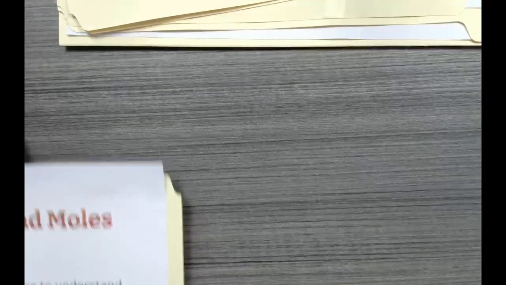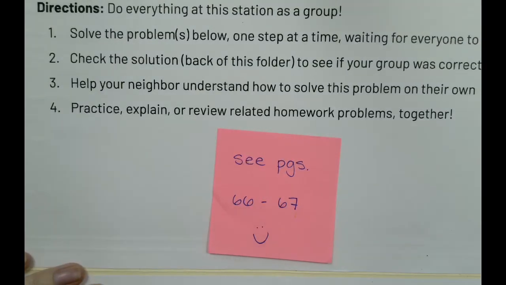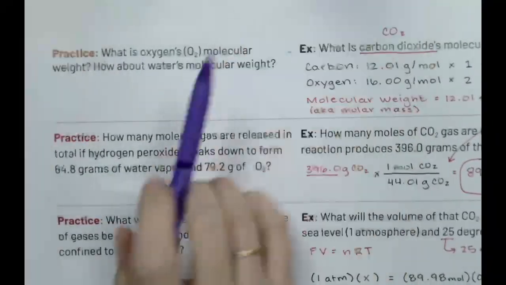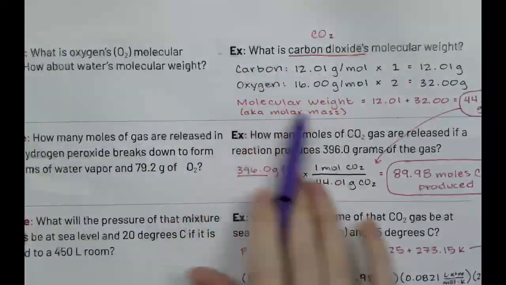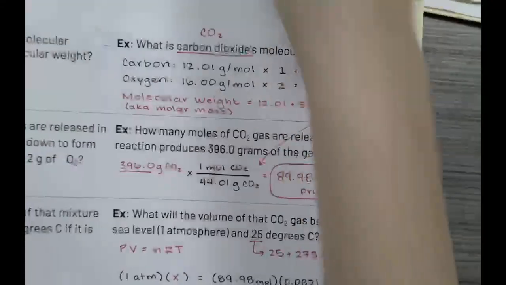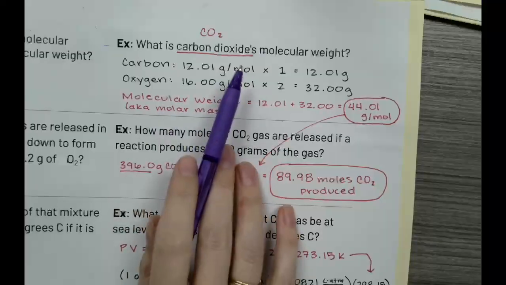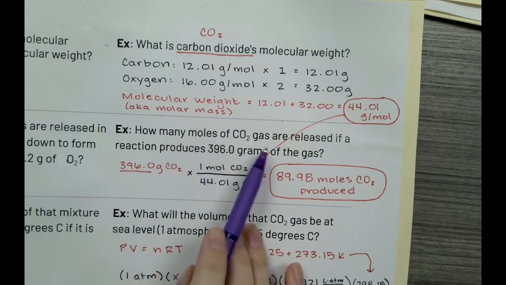And now that we've learned about moles, you'll see that moles start showing up kind of everywhere. So our next question is about unit conversions and gas laws. If you need some help on these, take a look at pages 66 and 67. But here's our questions. We're being asked, what's oxygen's molecular weight? How about water? And there's an example over here of how to calculate molecular weight. They calculated molecular weight for carbon dioxide. And then once you know the molecular weight, let's say that much gas is released. Okay, it's about this many grams. How many moles is that?